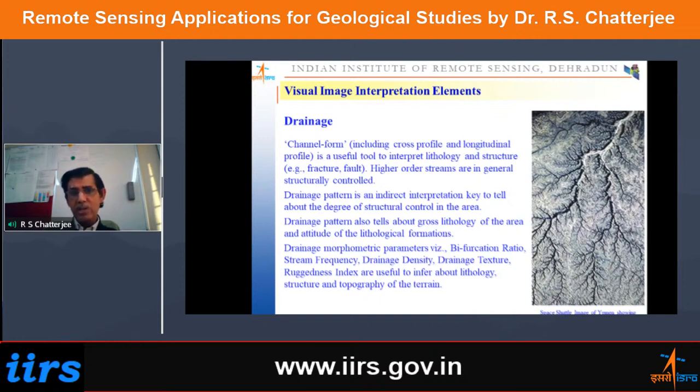Then drainage pattern, then drainage morphometric parameters. There are many morphometric indices, like drainage density, stream frequency, bifurcation ratio, drainage texture, ruggedness index. All these indices help us interpret the geology of the area: how much is the structural control, what the rock types are. The drainage pattern itself tells you the structural control, the rock types, and the attitude of the rocks. All those things you can interpret from the drainage pattern. I'm coming to that in the next slide.